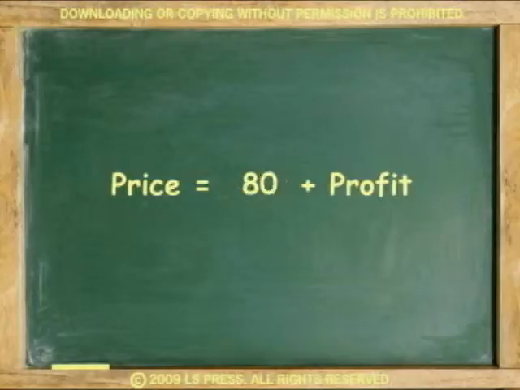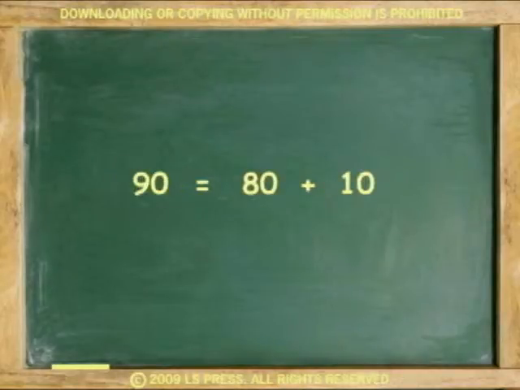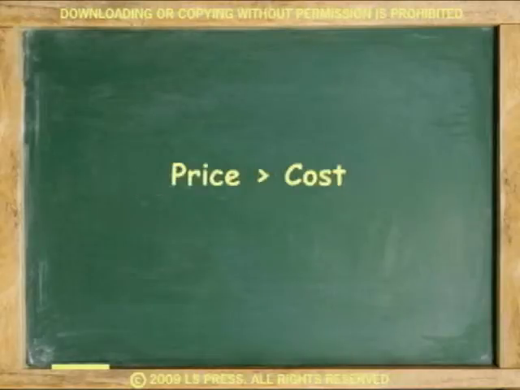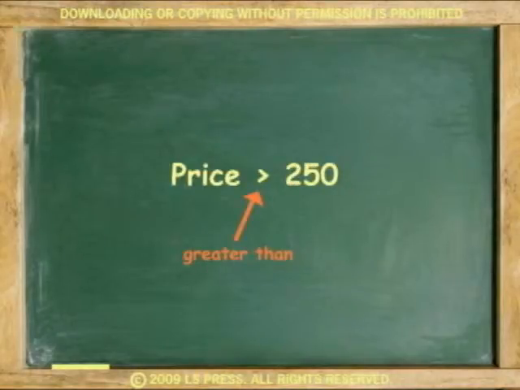If the cost is 80 and the profit is 10, the price is 90. But when we use inequalities, we are not looking for an exact answer. For example, we may say price is greater than cost. If costs are 250, we then write price is greater than 250.